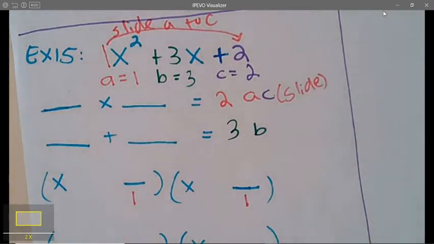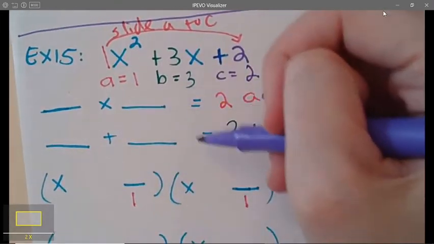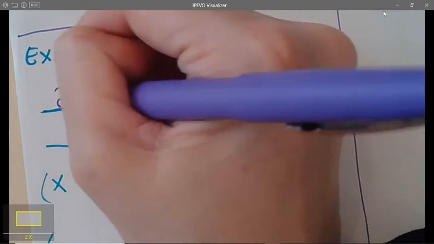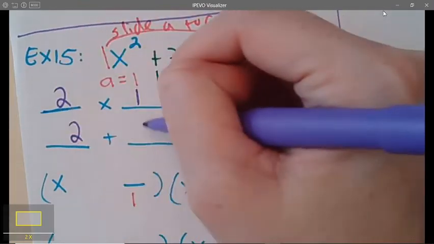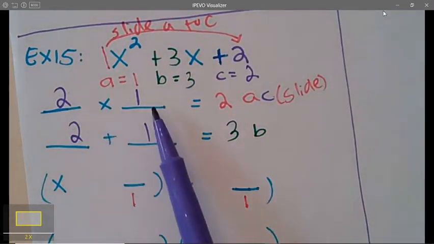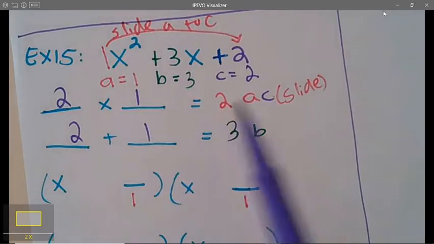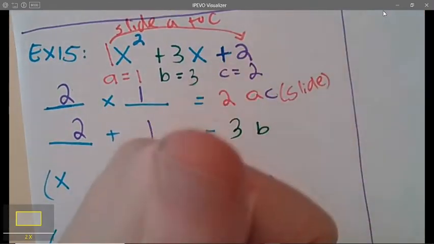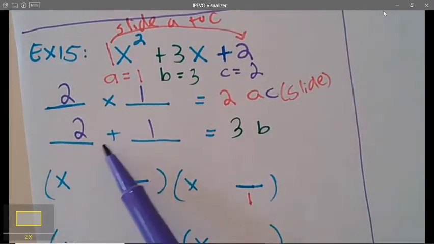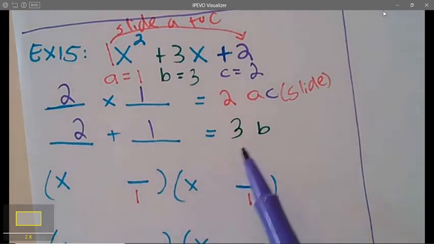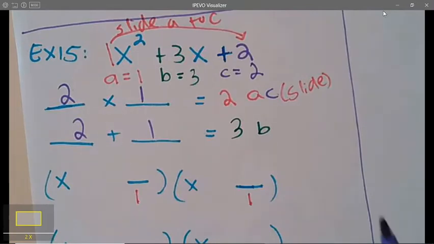So let's see. Remember, whatever I use up here, I also have to use here. Let's see if 2 and 1 works. I don't know, we'll have to see. 2 times 1 gives me 2. So yes, we got part of it done. And then 2 plus 1, well, that gives me a 3. Look at that, it works out. So 2 and 1 are the numbers I'm going to use.